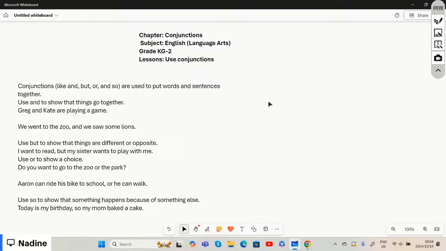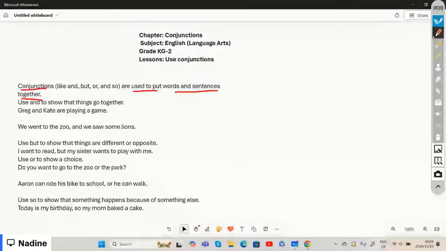So conjunctions are used to put words and sentences together. We say conjunctions are used to put words and sentences together. And if we look at an example, it says we must use and to show that things go together.